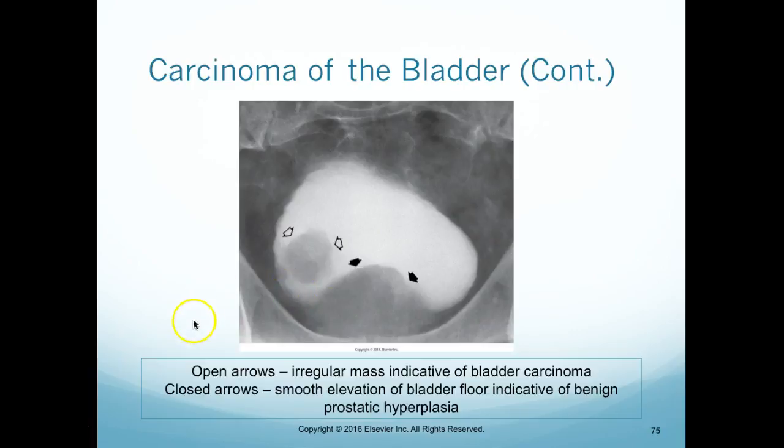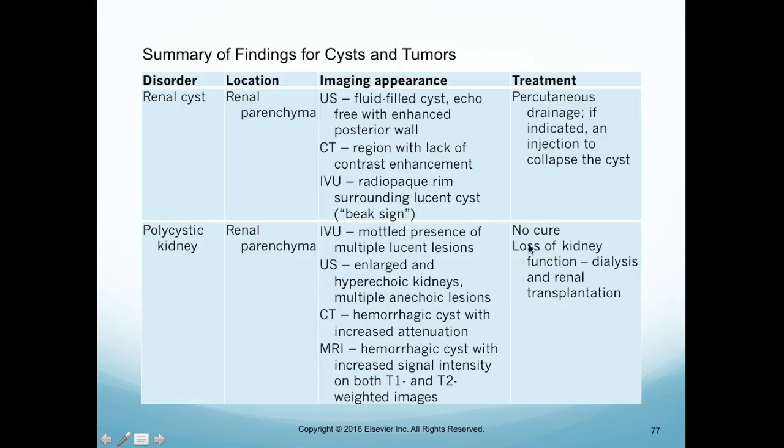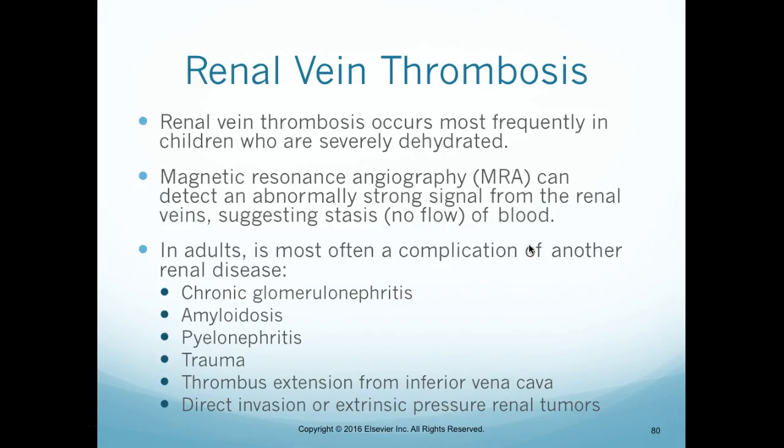So here we have a filling defect from the prostate. So it's nice and smooth and round, so we know that's prostate. So it's a boy. And then here is your bladder cancer. All right. Here's your thickened wall. So this is your bladder, and then you can see the posterior wall is thickened, and here we've got a huge mass. Not good. Here are the findings for your cysts and tumors, summary findings. Make sure you review those.